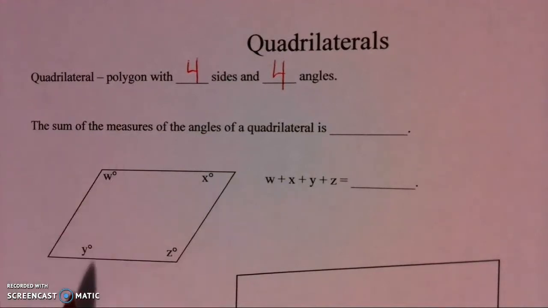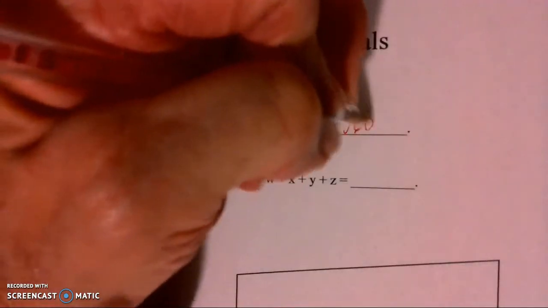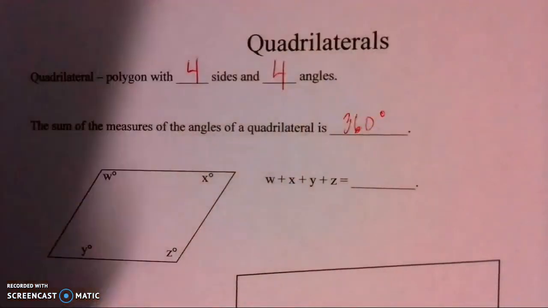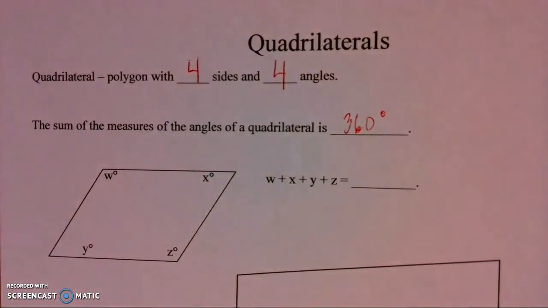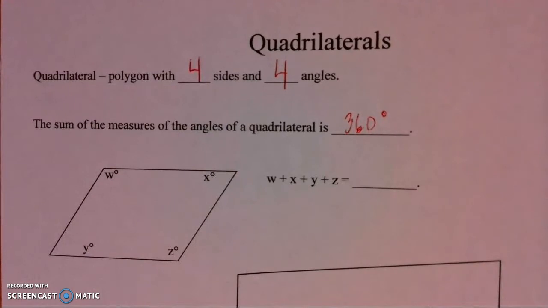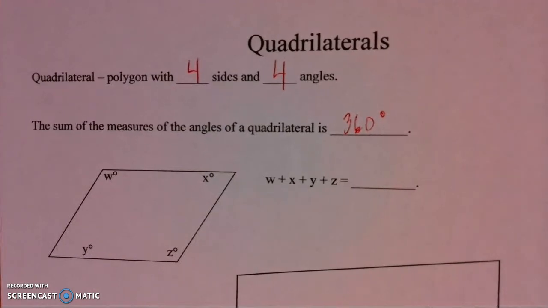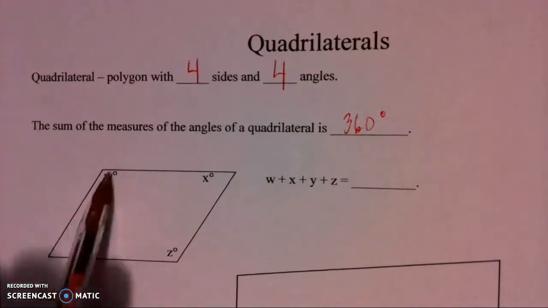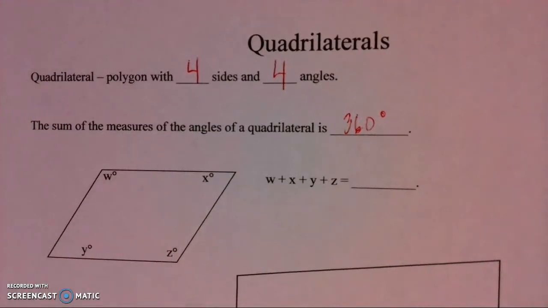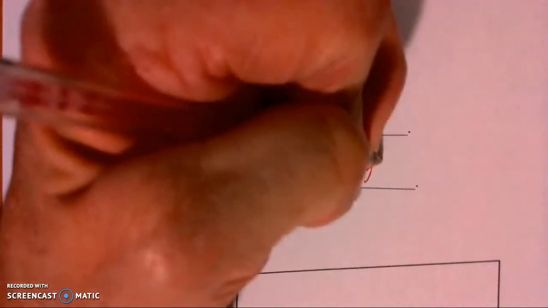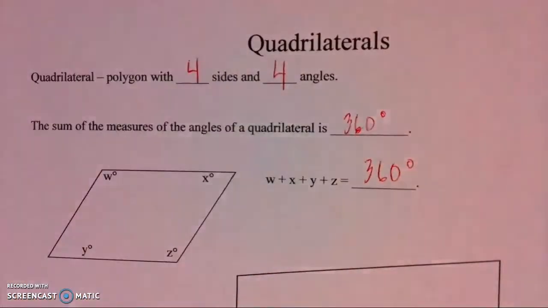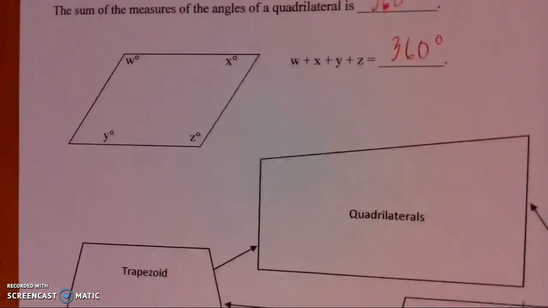When I look at the measure of the angles of a quadrilateral and I add them together, I get 360 degrees. All quadrilaterals equal 360 degrees. So it doesn't matter what kind of quadrilateral. If there are 4 angles and it's a quadrilateral, when I add W, X, Y, and Z, my 4 angles, I will get 360 degrees.